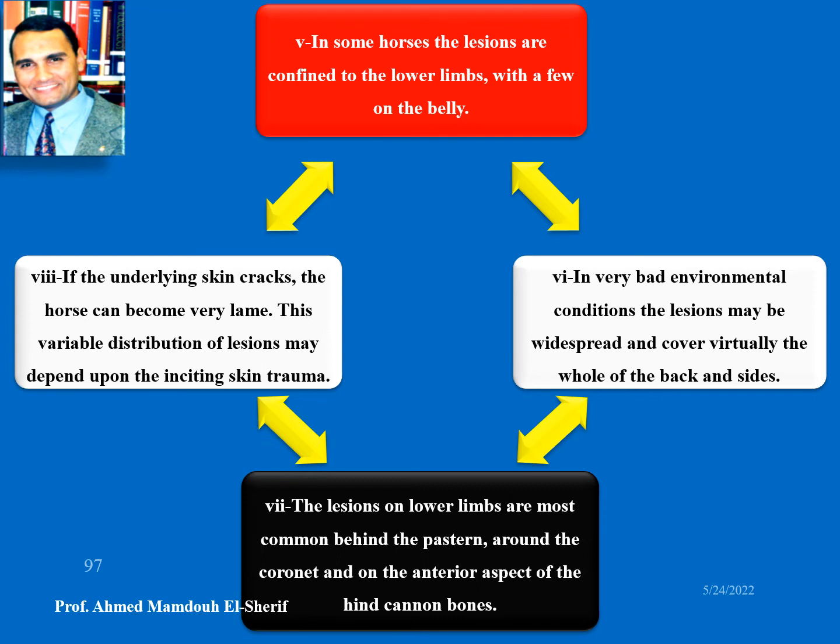The lesions of dermatophilosis on the lower limbs are most common behind the pastern, around the coronet, and on the anterior aspect of hind cannon bones. If the underlying skin cracks, the horse can become very lame. This variable distribution of lesions may depend upon the existing skin trauma, which acts as the secondary factor of appearance of this disease.